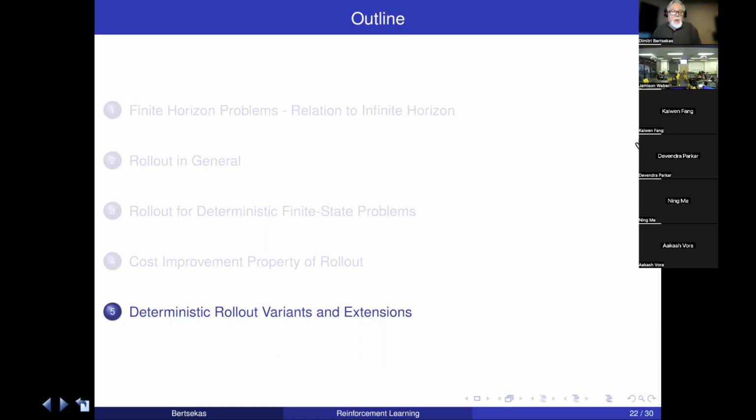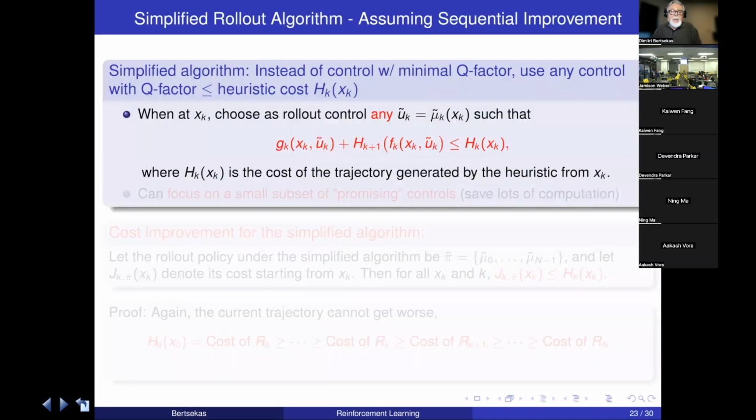Okay, so now let's go into some variations of deterministic rollout. The first variation is the simplified rollout algorithm. It is aimed towards economizing on the calculations of the standard algorithm. The standard algorithm involves calculation of all the Q factors at a given state. These Q factors may be a very large number. So ideally, we would like to reduce this number without losing the cost improvement property.